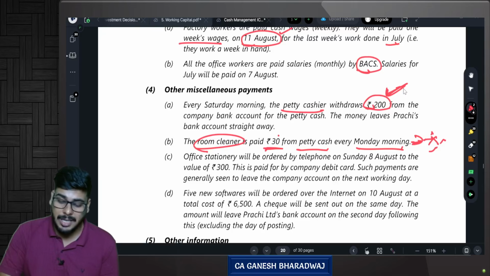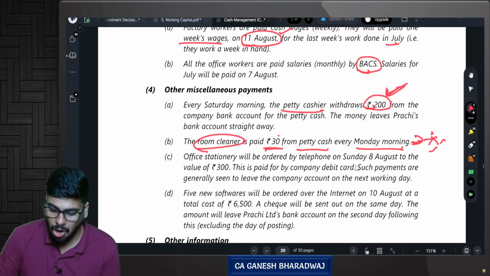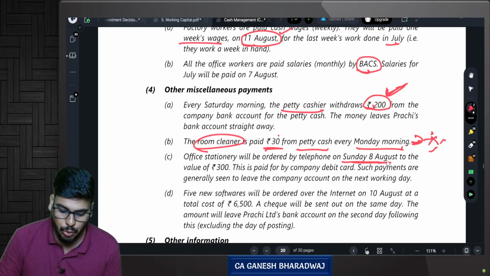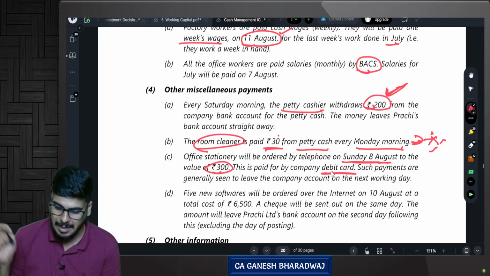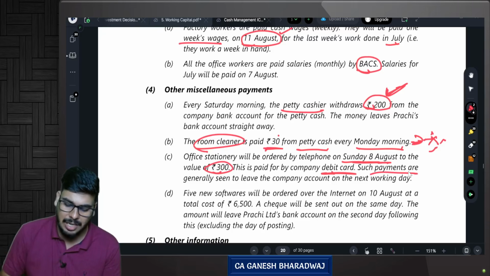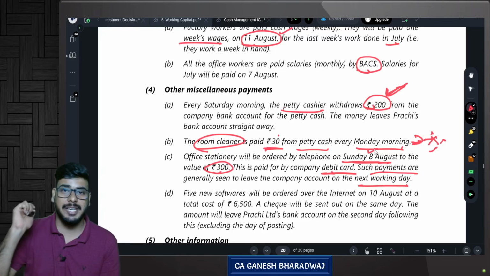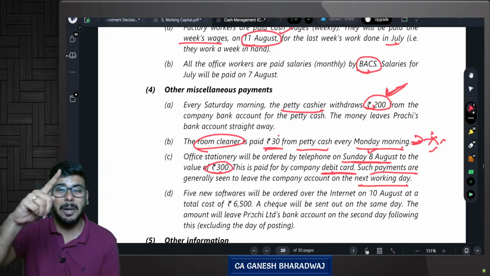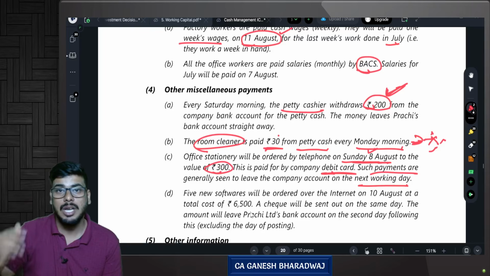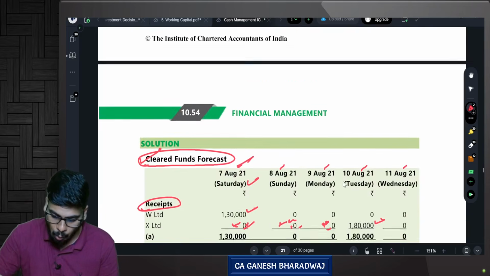Yes. Next, stationery will be ordered by telephone on Sunday, 8th August to the value of 300 rupees. This is paid for by the company using their debit card, and such payments are generally seen to leave the company account the next working day. So on 8th August, I made a purchase of stationery to the extent of 300. But when will it impact my bank account? 9th August only.